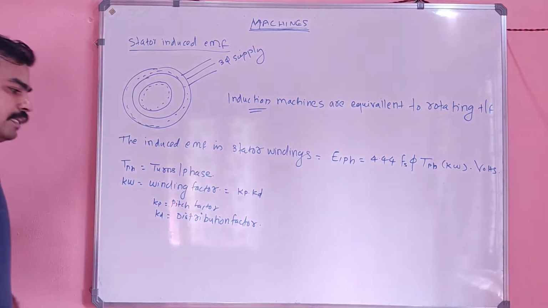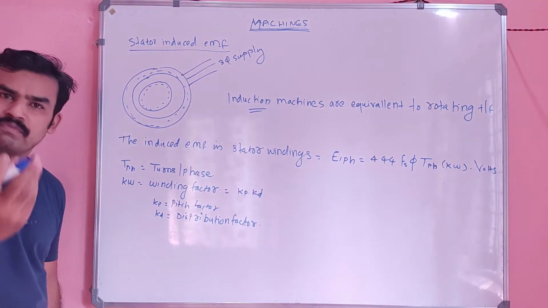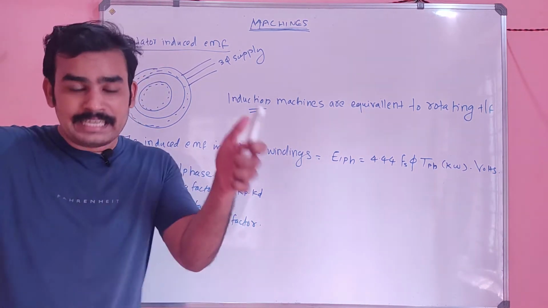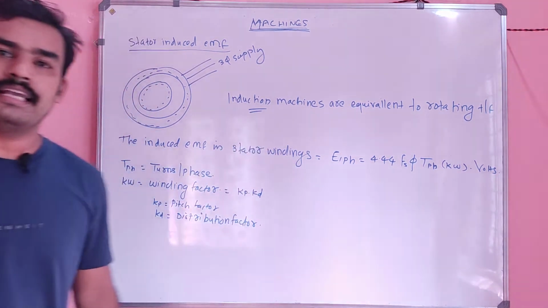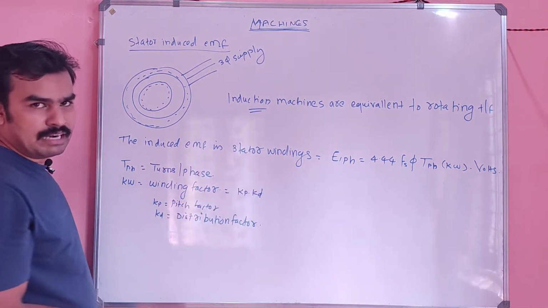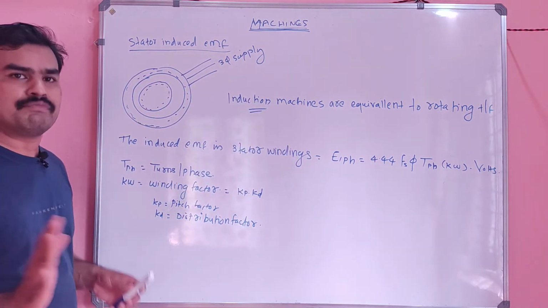Kp is the pitch factor and Kd is the distribution factor. These terms, Kp, Kd and winding factor, we will definitely study in alternators. There we can study it clearly. As of now, in problems related to the transformer, you will be directly given the value of Kw, that is the winding factor.